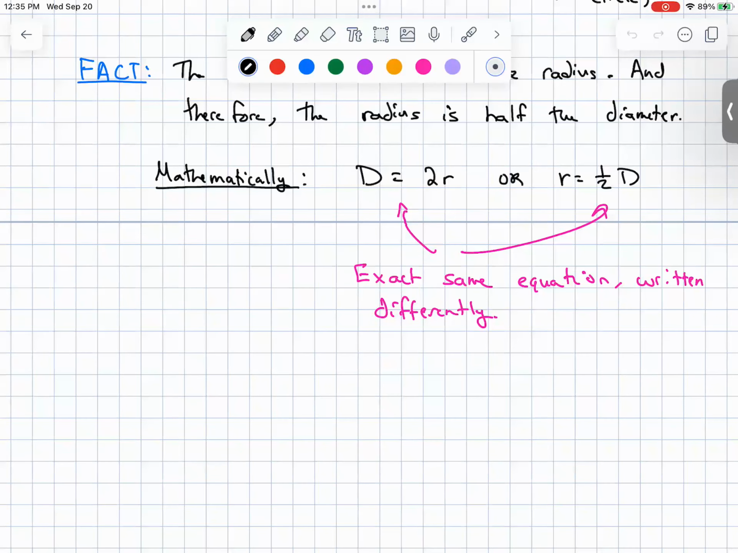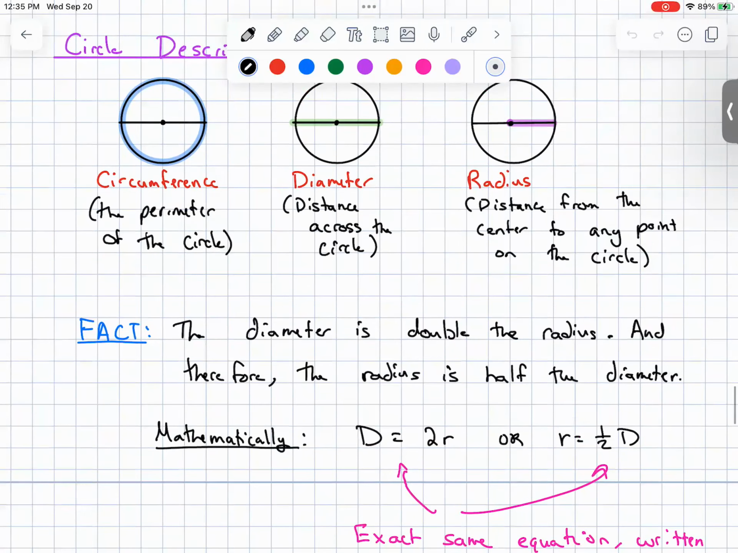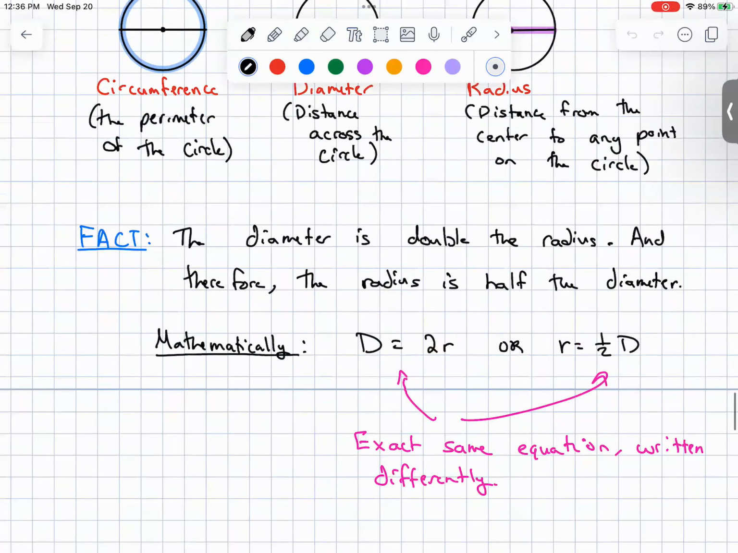So, welcome everybody back. We left off last time talking about the connection between the diameter and the radius. And so you don't need to, please do not sit down and try to memorize either one of these. You only need to know one of them. You only need to know one. Yes.